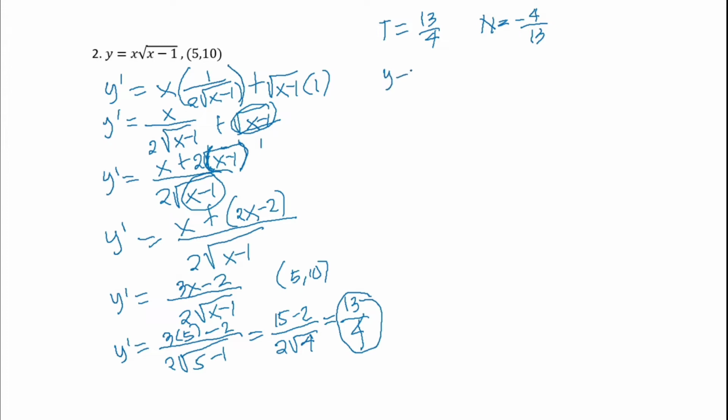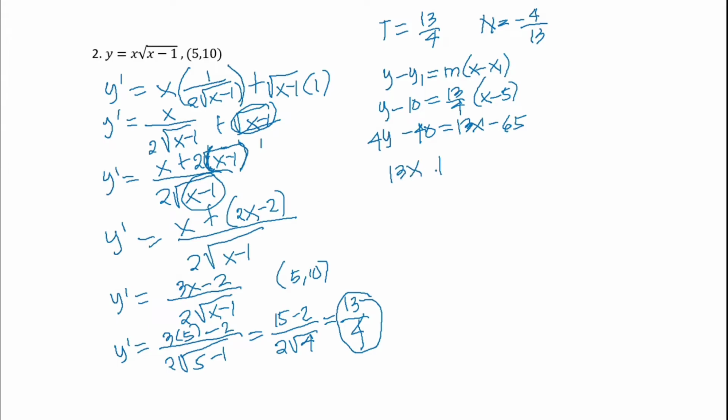Again, y minus y sub 1 is equal to m times x minus x sub 1. So we have y minus 10 is equal to the slope of 13 over 4 times x minus 5. So cross multiply, we have 4y minus 40 is equal to 13x minus 13 times 5, that is 65. So we have 13x plus 4y minus 40 minus 65 is equal to 0.